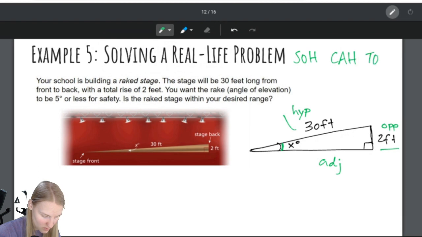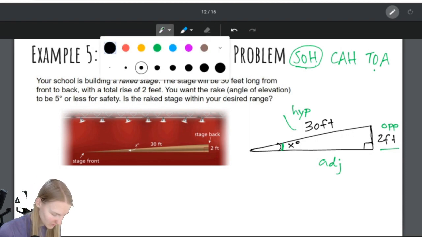SOHCAHTOA. Which one am I going to use? Opposite and hypotenuse. Okay. So sine. Sine is going to be the way to go. Beautiful. Let's switch back here.